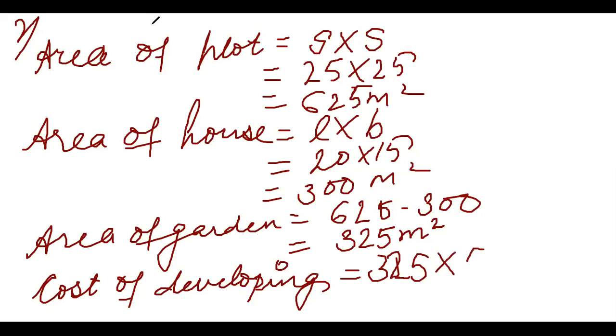So it will be 325 into 55. It will be 17,857 rupees. So the cost of developing the garden is 17,857 rupees. Sorry, it should be 875 rupees. Okay. So this was the second question.